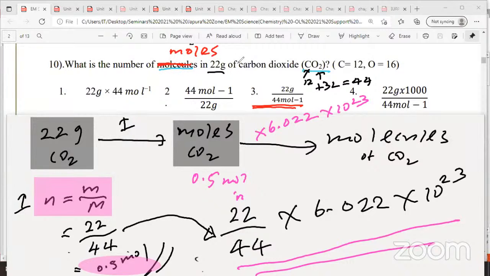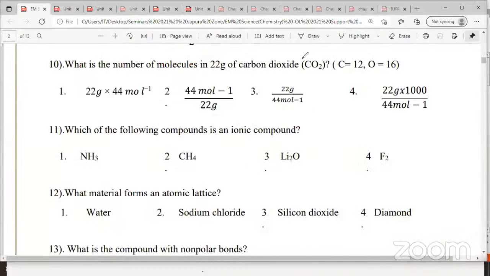Convert molecules into moles. But imagine if you ask to find the number of atoms, what change should be done here? One more step. 1 CO2 mole has 3 atomic moles. This answer should be multiplied by 3. If you multiply that by 3, then you get the total number of atoms in 22 grams of CO2. Then it's one more step. 1 CO2 has 3 atoms. This answer should be multiplied by 3. Answer is 3.